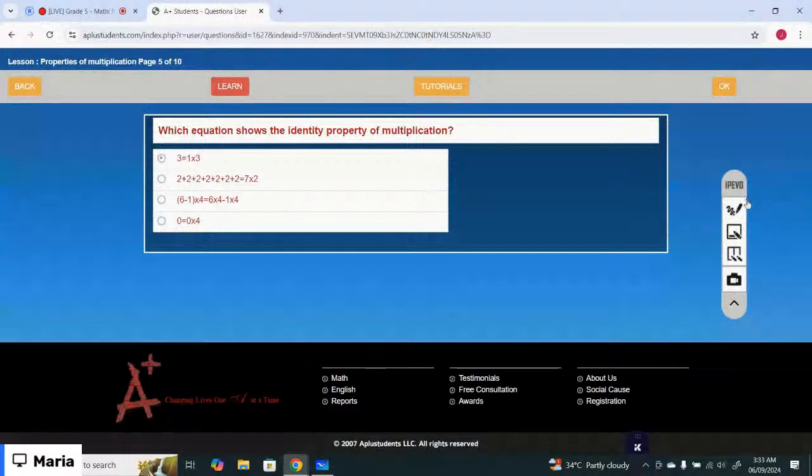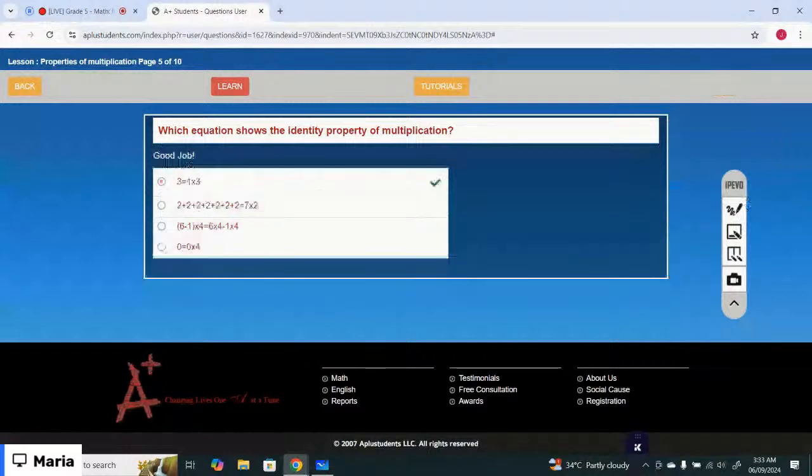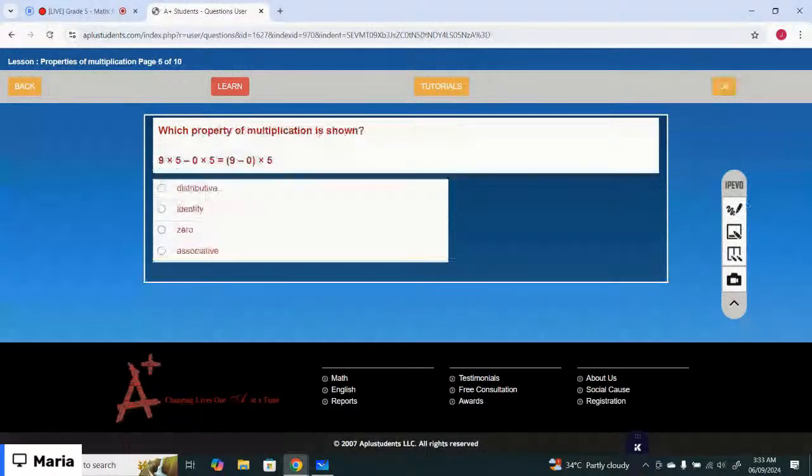Identity property is option number 1. 3 equals 1 times 3 is the identity property. Which property of multiplication is shown? 9 times 5 minus 0 times 5 equals 9 minus 0 times 5. Which is the correct option?